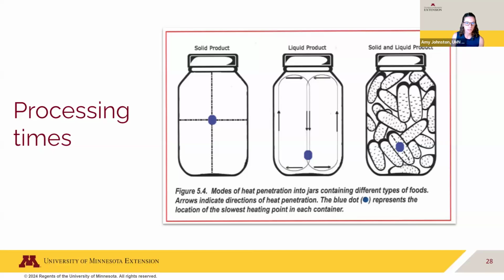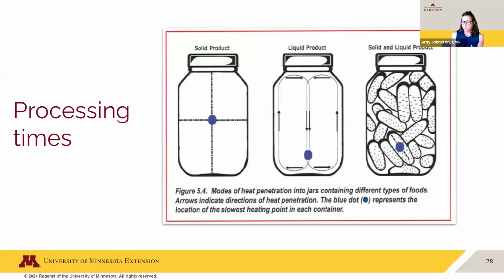So the image on the screen has 3 different jars, and you'll see a blue dot in each jar. The blue dot represents the point in the jar that's the slowest to heat. The heat's going to take the longest to get to that spot. So the solid product, those whole tomatoes that were not packed within any liquid, the coldest or slowest part to heat is going to be the center of that jar, because there's not that liquid helping to circulate the heat.